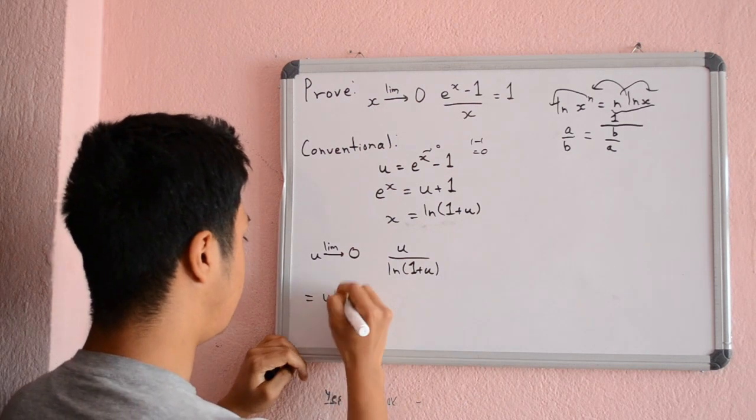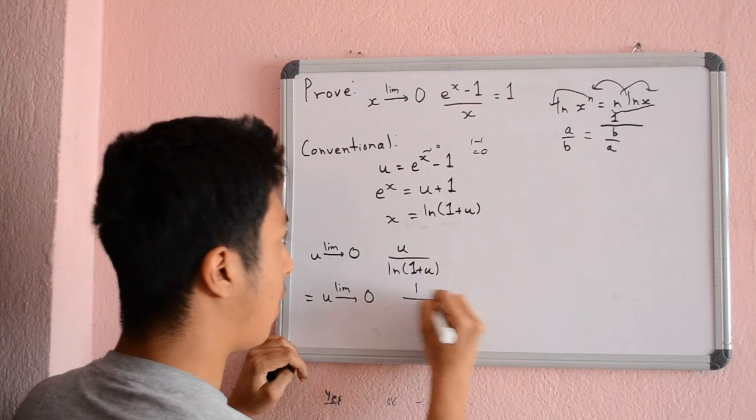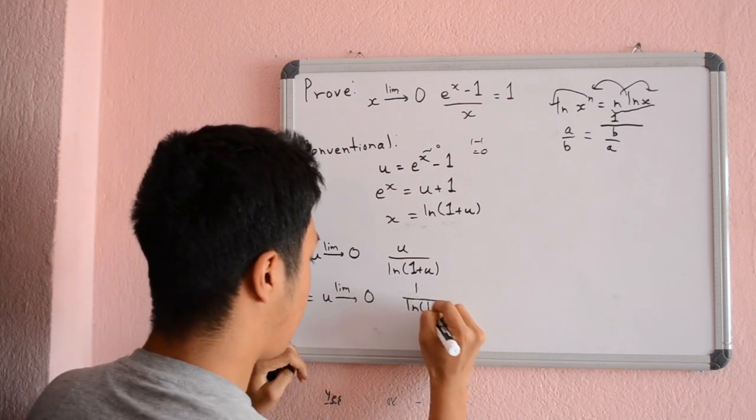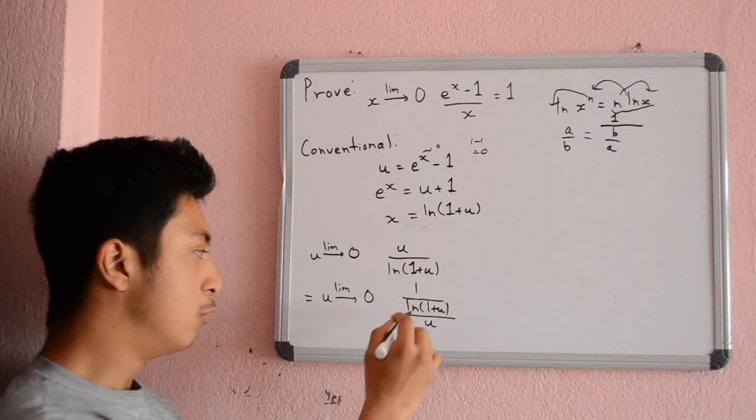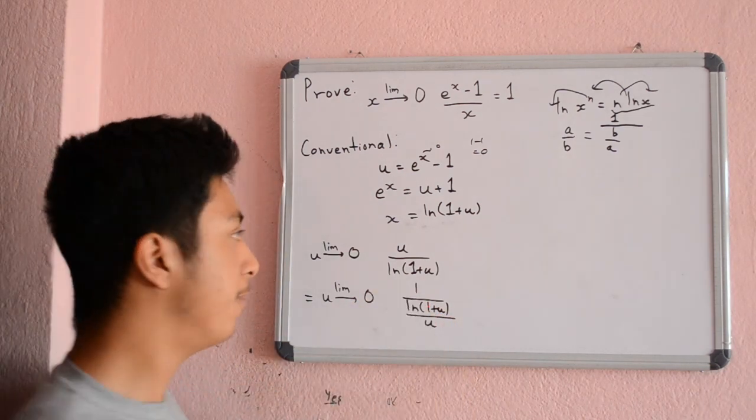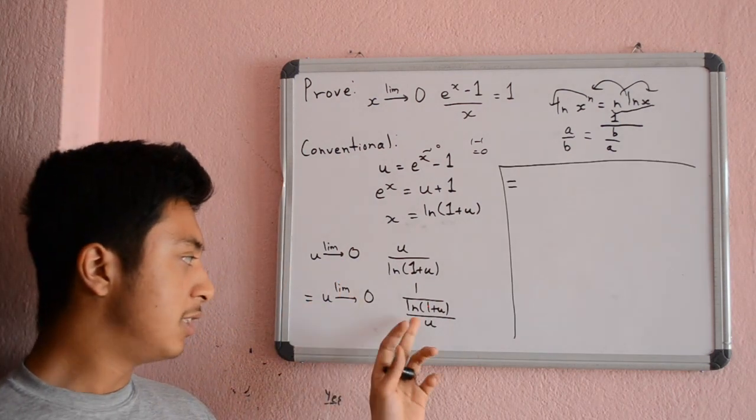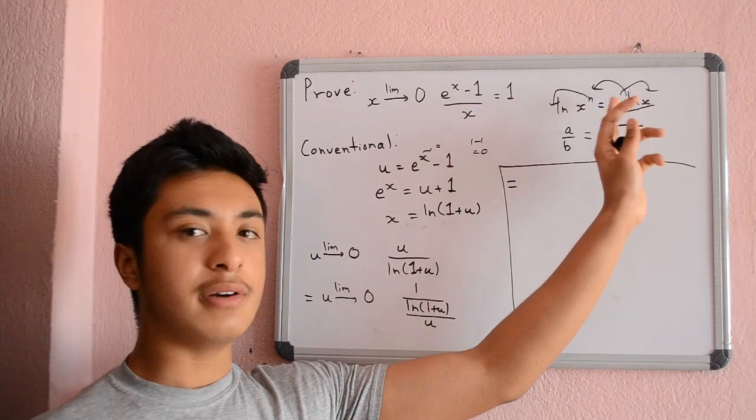So this is u approaching 0, 1 by ln of 1 plus u by u. And if you watched my previous video, we have done this limit identity over here, but I'm going to do it again. So this ln of 1 plus u by u, we have to use this property over here, right?